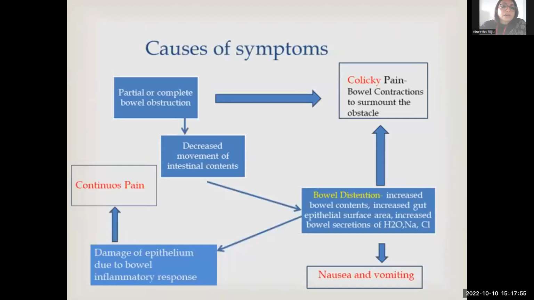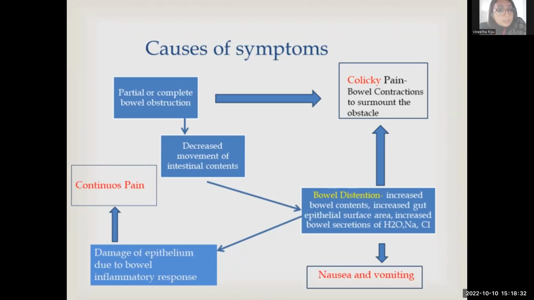Okay. When there is a partial or complete bowel obstruction, so when do you call it a partial obstruction? When there is still some space. The lumen of the intestine is not completely closed. There is still some little place left. Okay, that is partial obstruction. When there is complete bowel obstruction, it is totally closed. The lumen is totally closed with hardly any space for the bowel contents to move through.